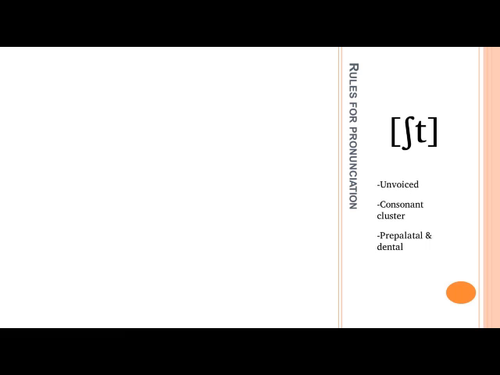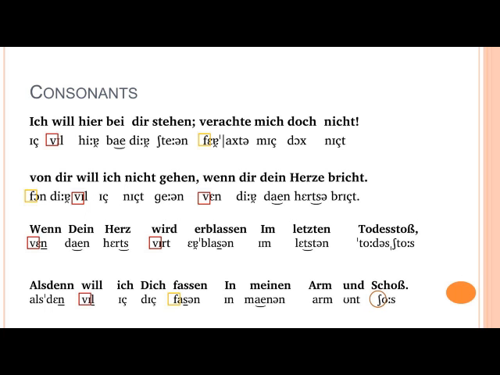Our next sound is st, and this is unvoiced, and it's a consonant cluster, which means we have 2 consonants next to each other. And it's prepalatal, so the sh is prepalatal, and the t is dental, meaning that the tongue touches the teeth in order to make that sound. So let's find all the sht sounds. We have 2. One on the first line, stehen, and on the third line, the last word, Stoß, which is part of Todesstoß. So which spellings make that sound, the st sound? And notice what position they're in.